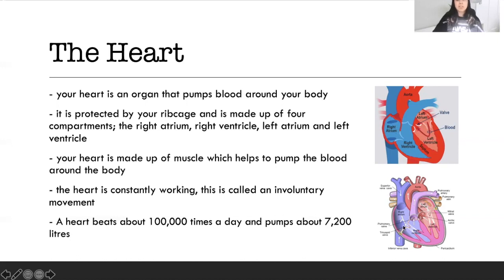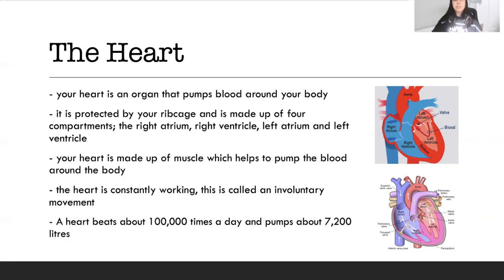First, we have the tricuspid valve, which separates the right atrium from the right ventricle, the pulmonary valve, which separates the right ventricle from the pulmonary artery, the bicuspid valve, which separates the left atrium from the left ventricle, and finally the aortic valve, which separates the left ventricle from the aorta. The main purpose of a valve is to stop the blood from flowing backwards.